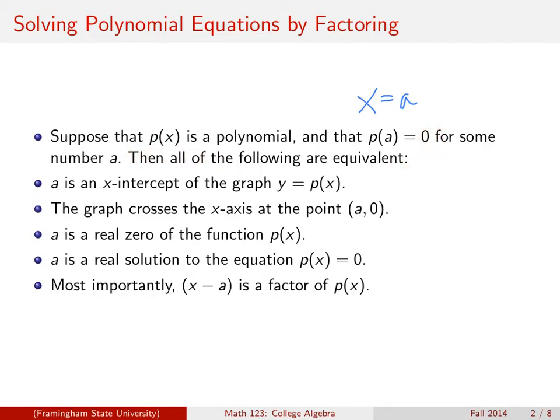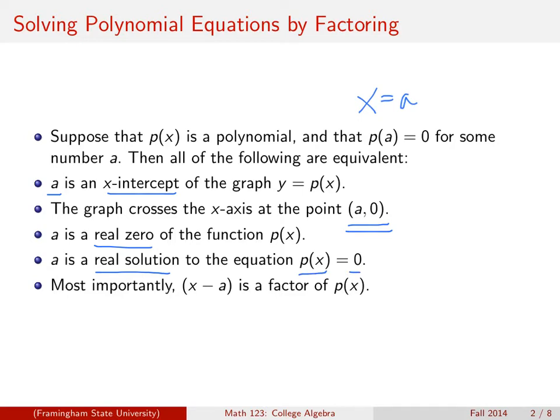Then, if that happens, all of the following statements mean the exact same thing. They are equivalent. Notice I'm going to underline the really important vocabulary here. If p of a equals 0, that means a is an x-intercept of the graph of p of x, which means that the graph crosses the x-axis at a comma 0. That also means that a is a real 0. It's real, meaning that it's not imaginary. It's also a real solution when we set the polynomial equation equal to 0.